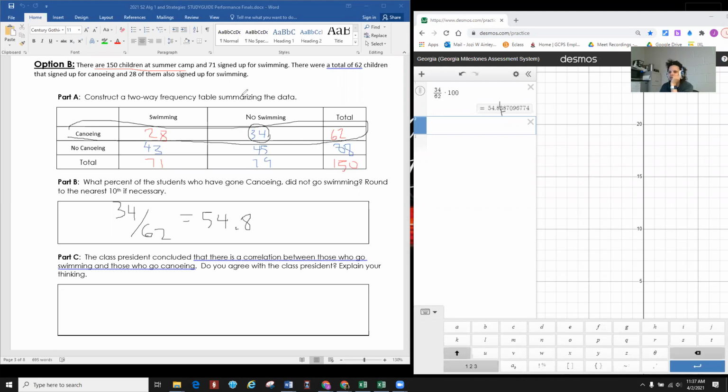All right, part C, the class president concluded that there's a correlation between those who go swimming and those who go canoeing. Do you agree with the class president? Explain your thinking. All right, so it says those who go swimming and those who go canoeing, and what is the correlation? Like, are they related to one another? Okay, in some way.